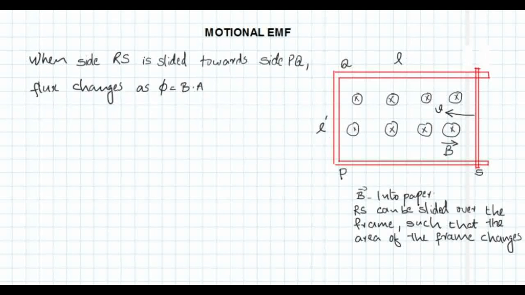Now we have the definition of flux, which is phi equal to B dot A. So when RS is moved towards PQ, we can see that the area changes, right? Or the area through which the magnetic field is passing normally through the plane of the paper changes. That means area changes, which means flux changes. The flux phi changes when the side RS is moved towards PQ.